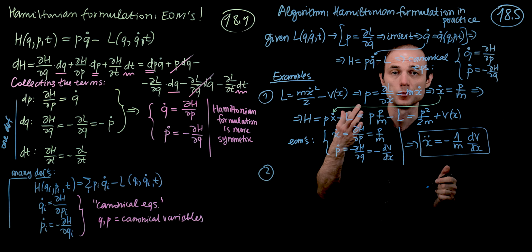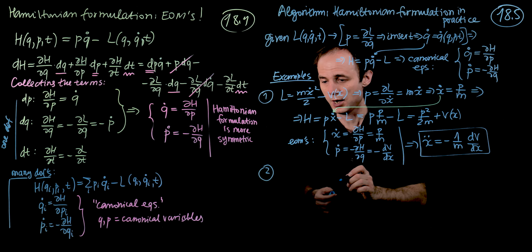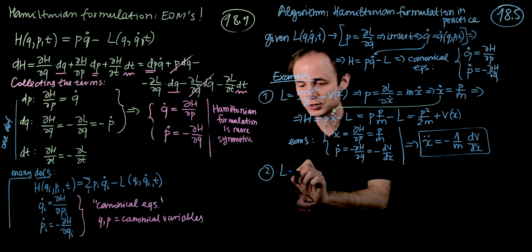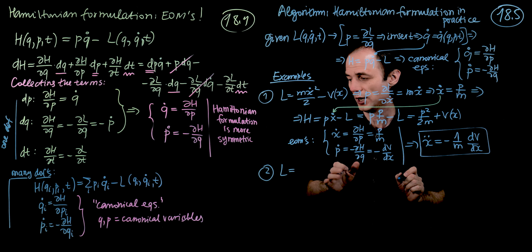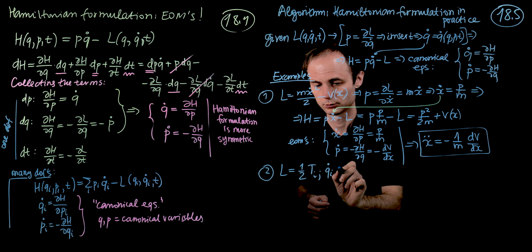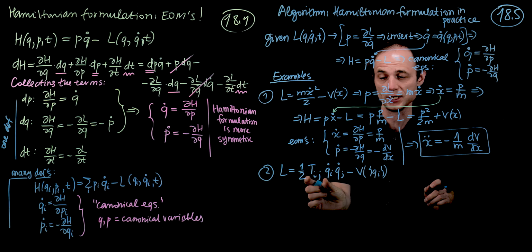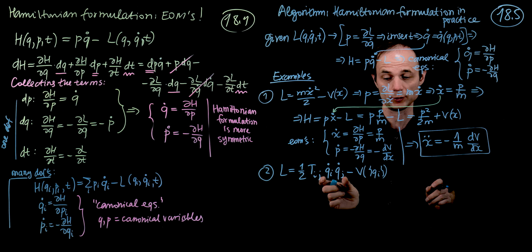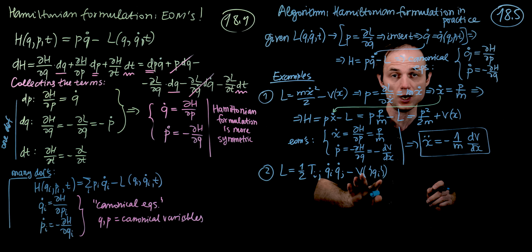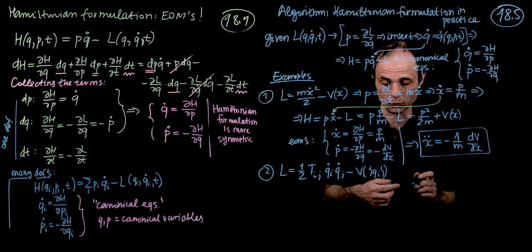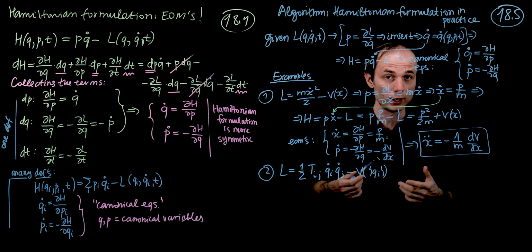Let us consider a little bit more involved example here. Consider a Lagrangian in this bilinear form. So the Lagrangian is 1/2 of a matrix Tij multiplying qi dot and qj dot, the velocities, minus V, the potential that depends only on the coordinates, and doesn't depend on time or the velocities.